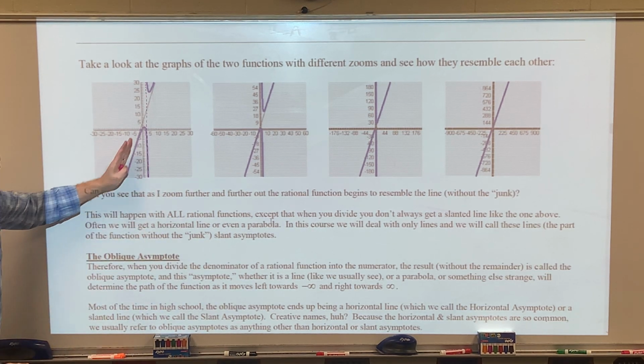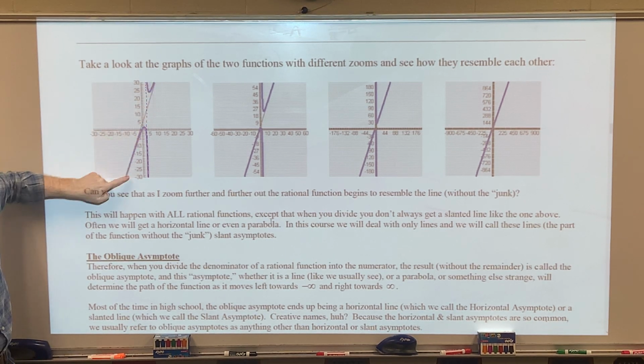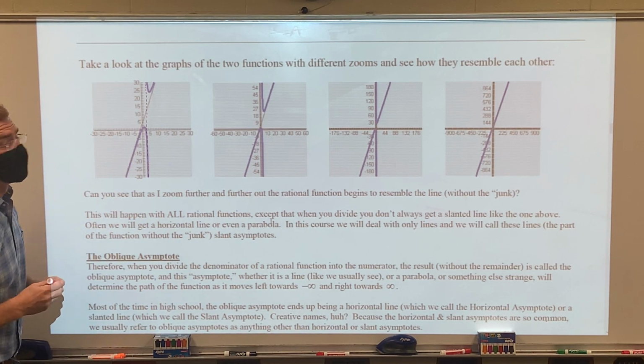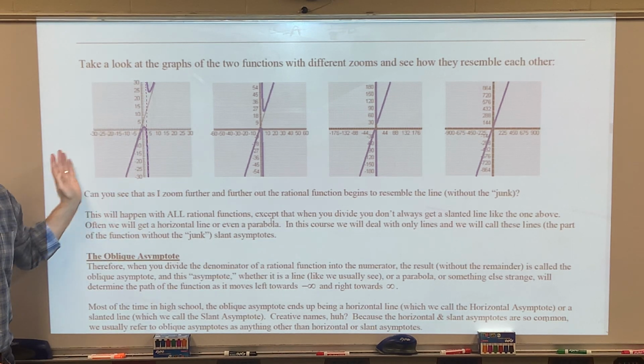And I've also put a little line in there representing the slant asymptote, the 3x plus 5. So there's your slant, and there's your vertical. And look, would anybody on the planet ever look at this graph and go, oh, line? No, because you're looking too closely.